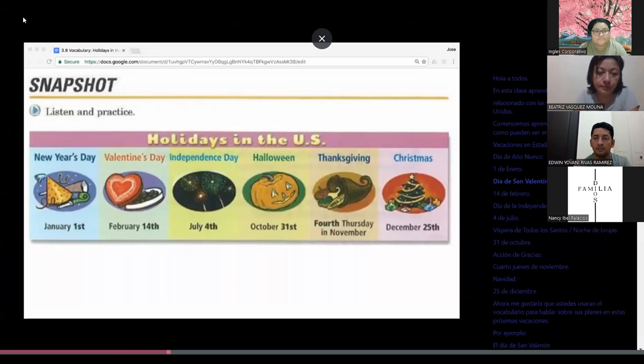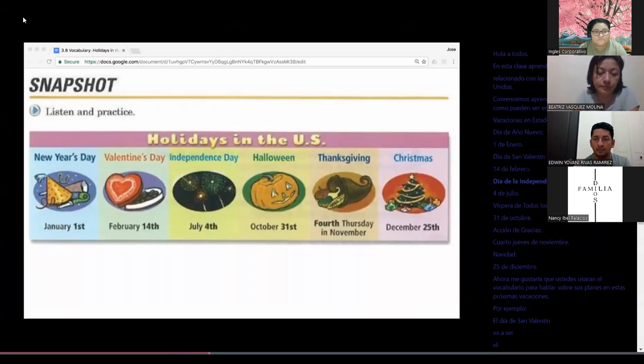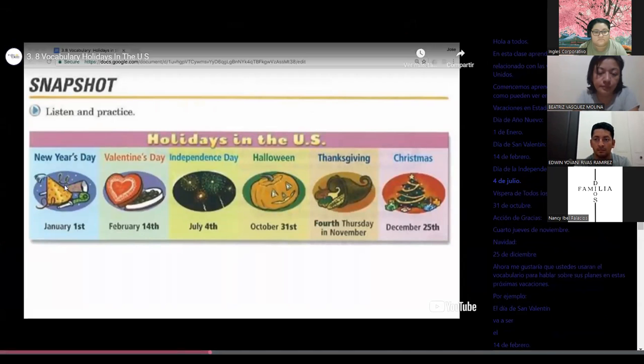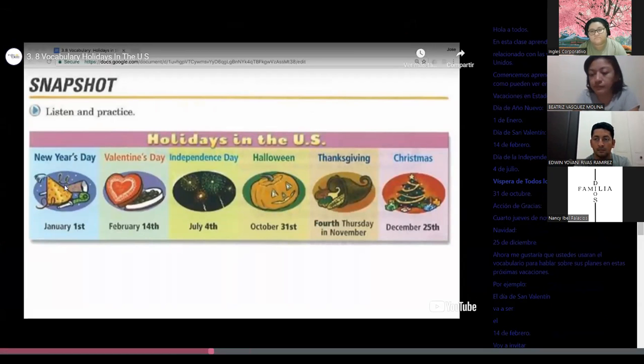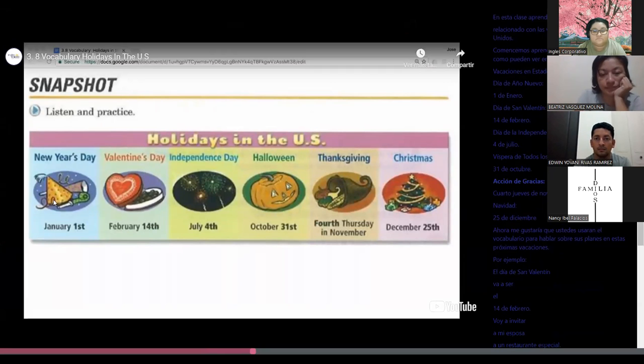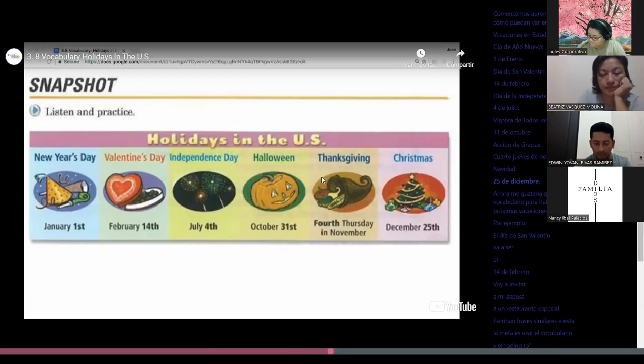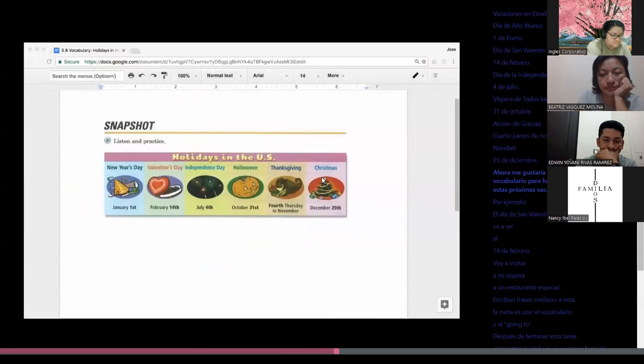Valentine's Day, February 14th. Independence Day, July 4th. Halloween, October 31st. Thanksgiving, fourth Thursday in November. Christmas, December 25th.